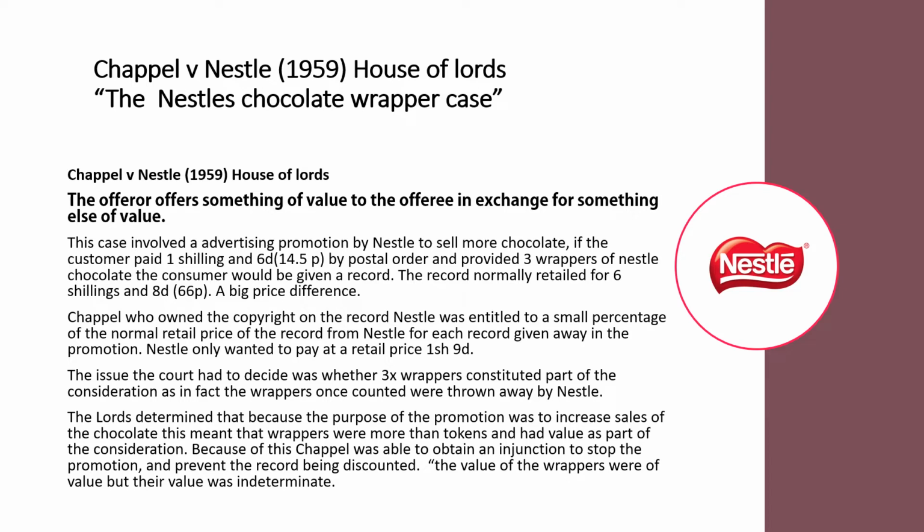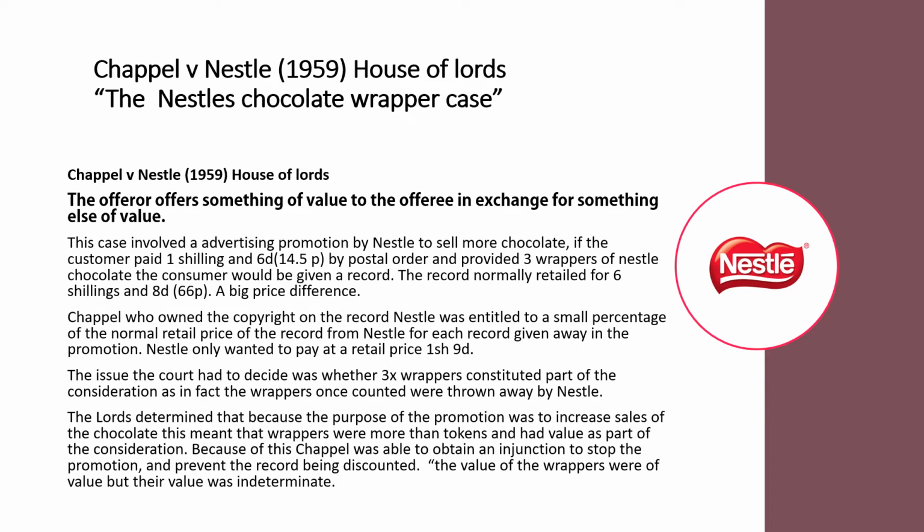Nestle didn't want to pay him copyright at 6 shillings and 8 pence or 66 pence, the percentage of that. What they wanted to do is pay a small percentage of 14.5 pence, which is considerably less. The issue the court had to decide was whether 3 wrappers constituted part of the consideration, as in fact the wrappers, once counted, were thrown away by Nestle.